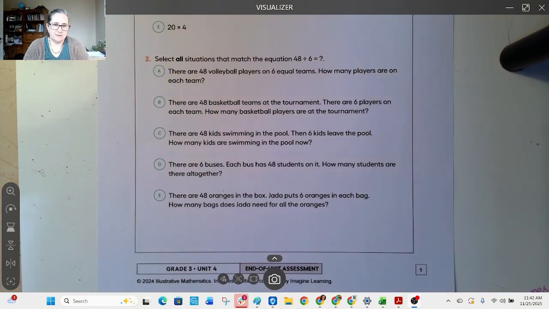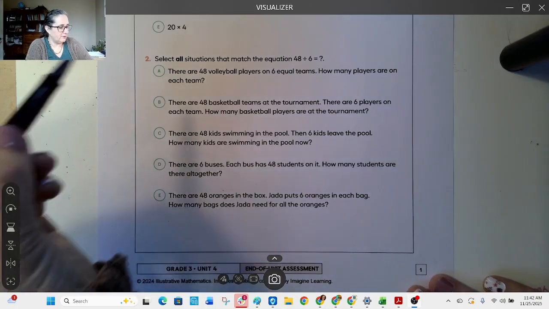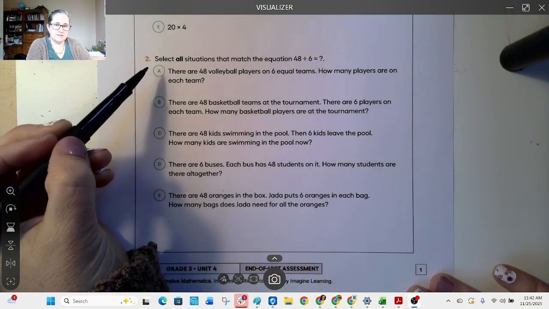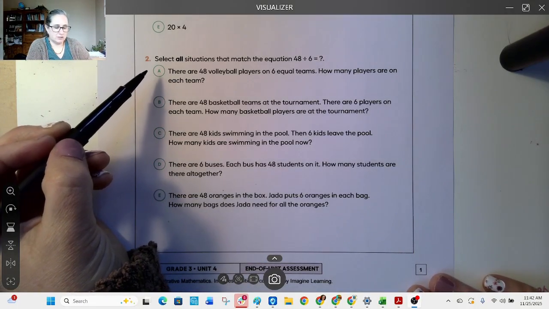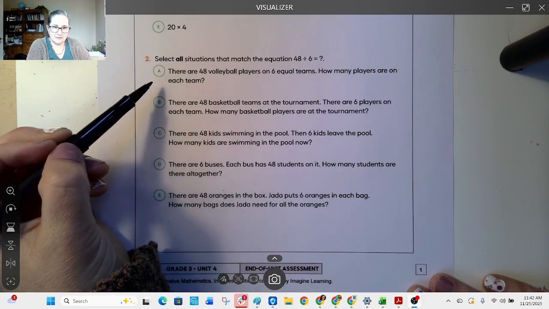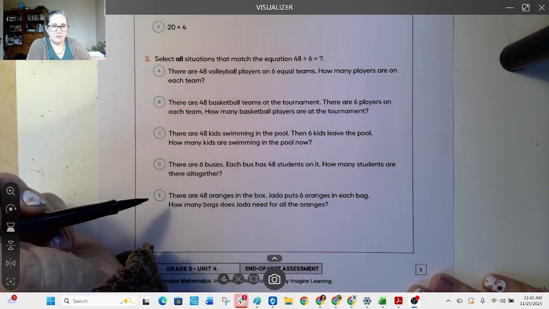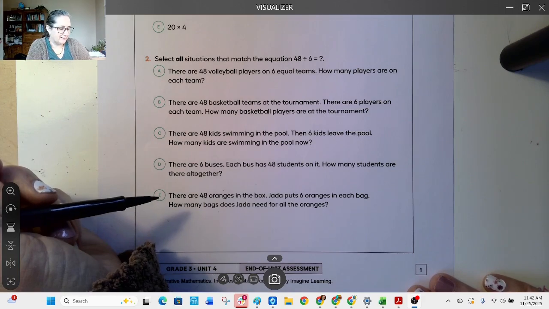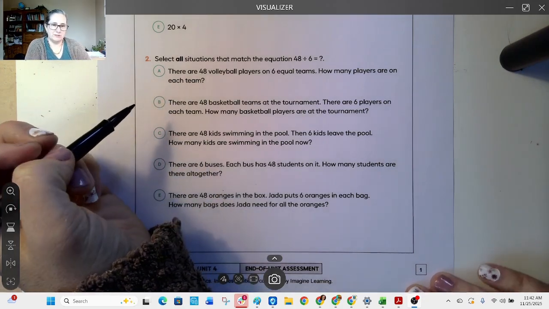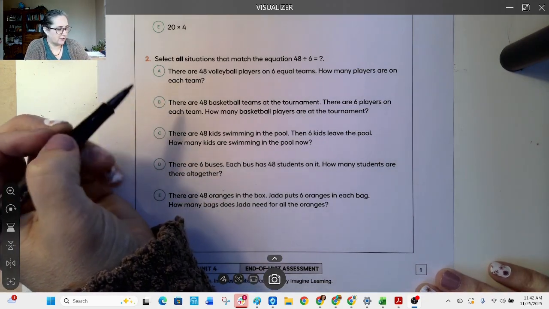We're going to talk through this, and in the process I'm really going to model intentionally how we can have students use that read, draw, solve, write process. It's going to be essential in helping students make sense of these problems. So number 2, it says select all the situations that match the equation 48 divided by 6. And there are 5 word problems here, so this is a lot of reading. So let's think about how we can walk students through step by step on a word problem.